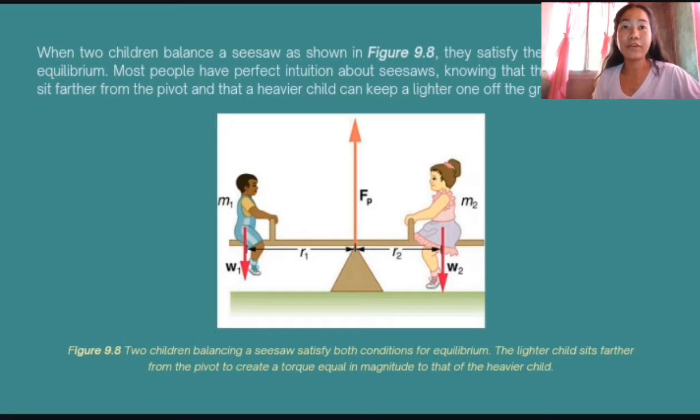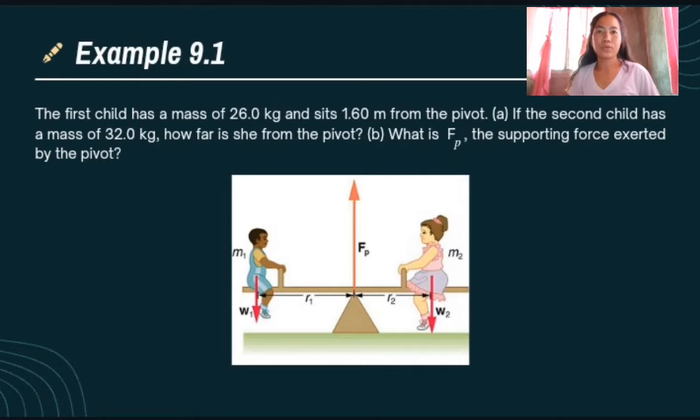Most people have perfect intuition about seesaws, knowing that the lighter the child, the farther from the pivot they must sit, and that a heavier child can keep a lighter one off the ground indefinitely. So, the farther from the seesaw's pivot, the heavier the effect. So for example, here is the first child on the seesaw.